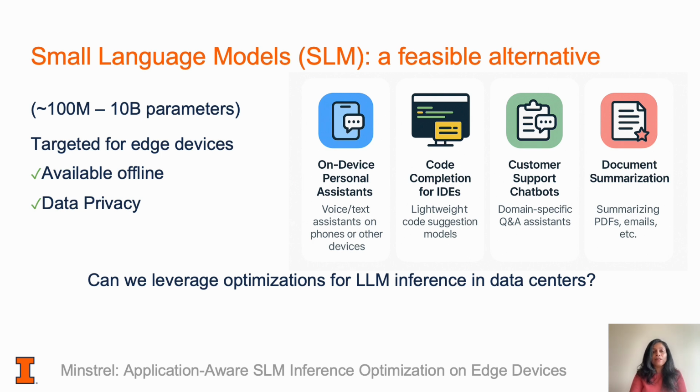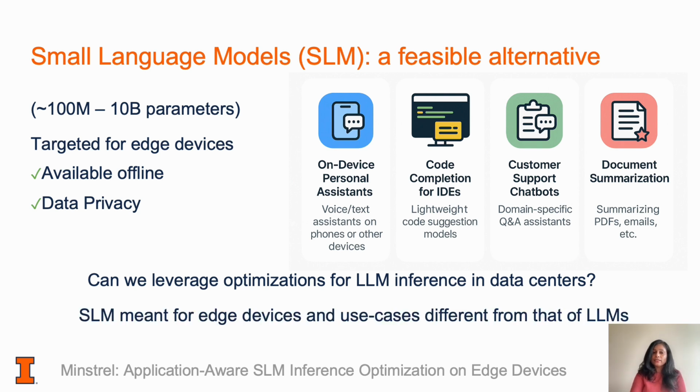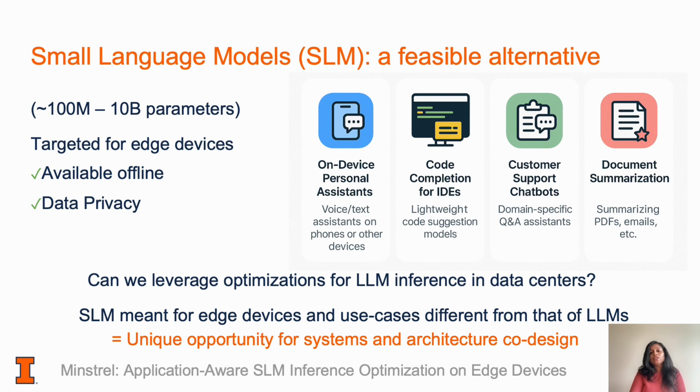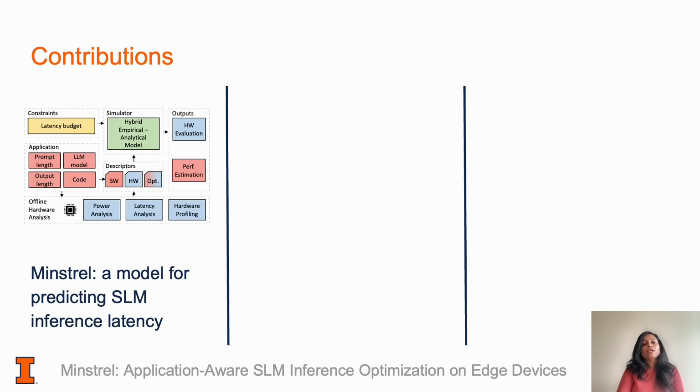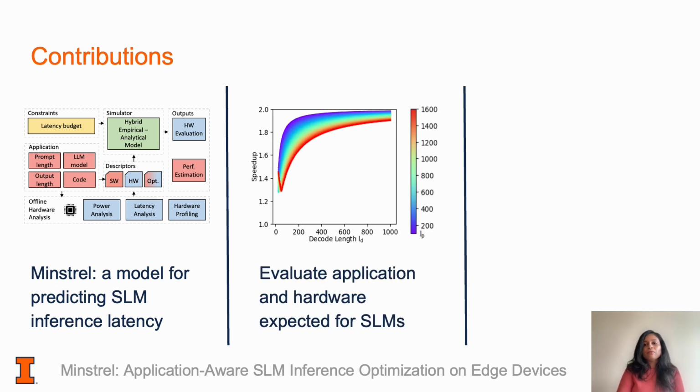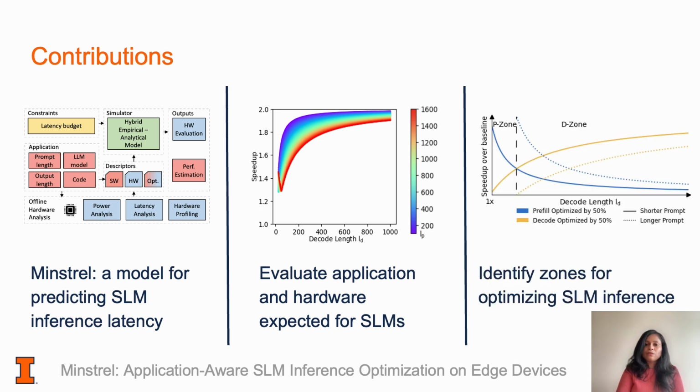Now, the question is, can we apply these optimizations to SLMs on local devices? Now, SLMs being meant for edge devices, they also support different use cases from that of LLMs. So there is a unique opportunity and unique challenges for hardware and software co-optimization in this space. So in this work, we introduce Minstrel, a model for predicting SLM inference latency for edge devices. Using Minstrel, we evaluate applications and hardware expected for SLMs and draw some interesting insights. Further, we identify zones for optimizing SLM inference.